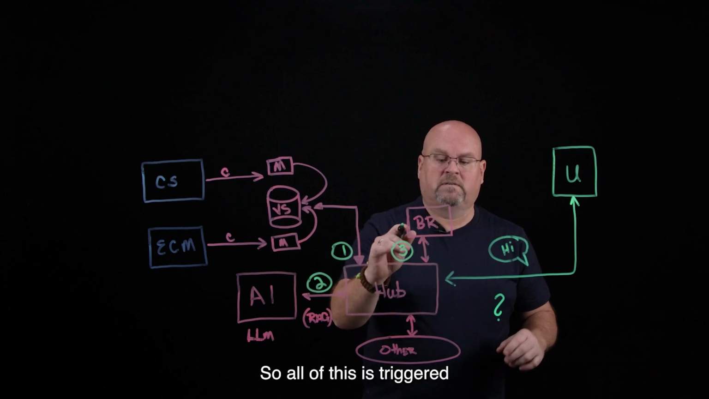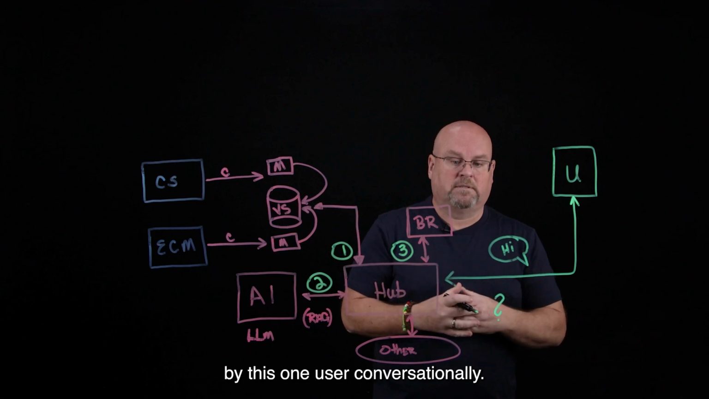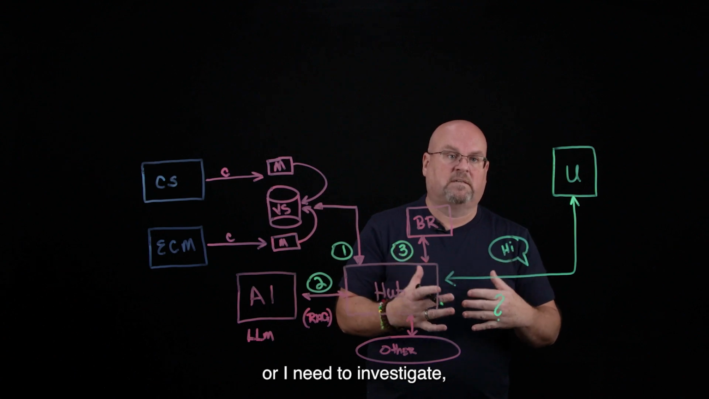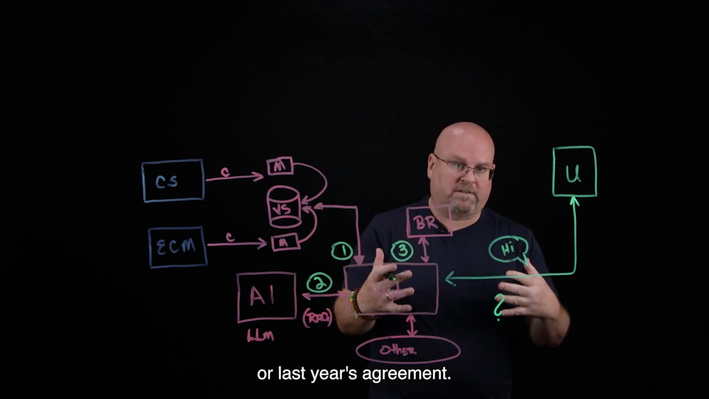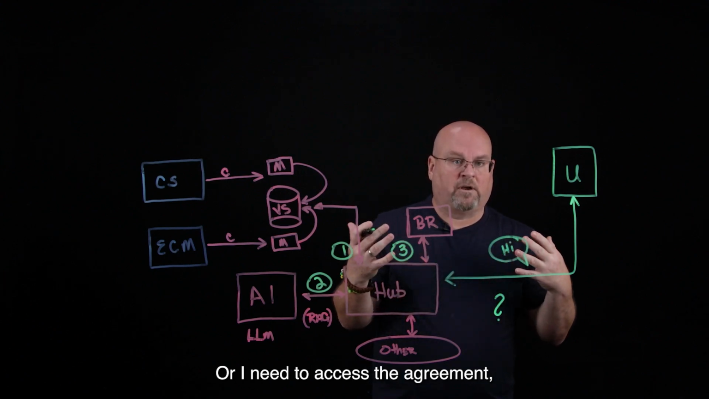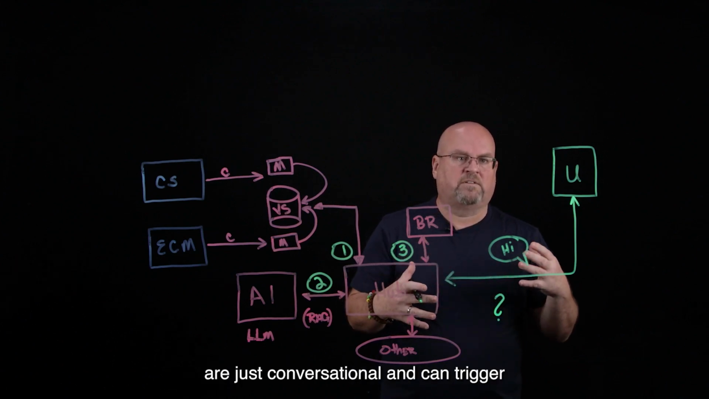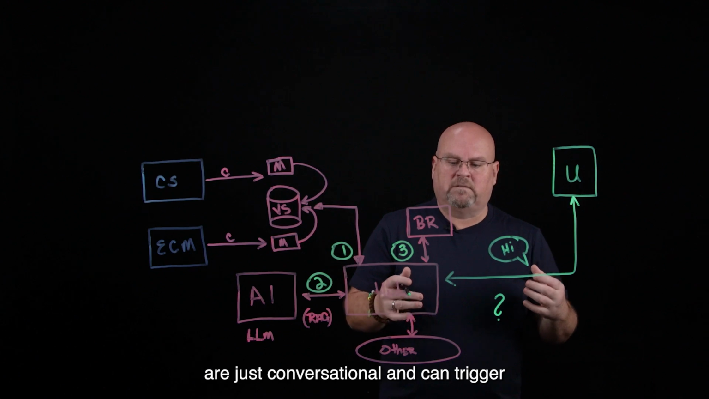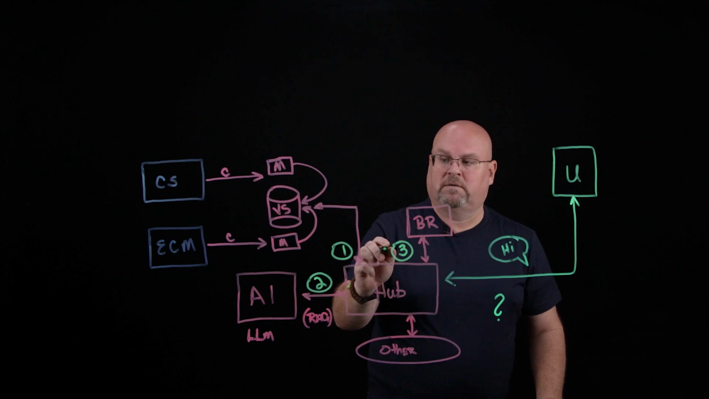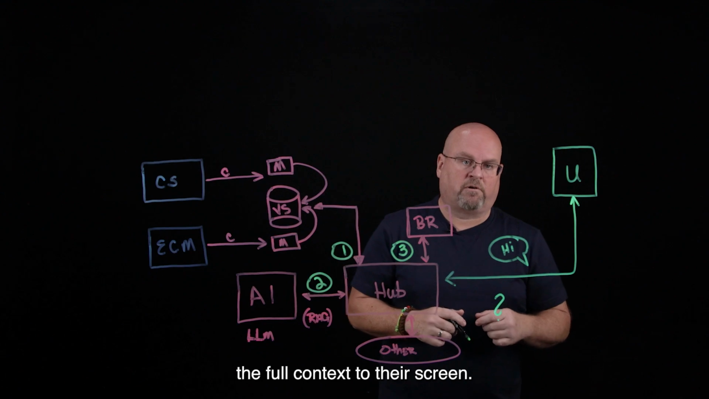So all of this is triggered by this one user conversationally, saying, I need to process or I need to investigate this year's agreement or last year's agreement, or I need to access the lease agreement for this property. All of these types of things are just conversational and can trigger a multitude of actions simultaneously, by the way, for our user to bring the full context to their screen.